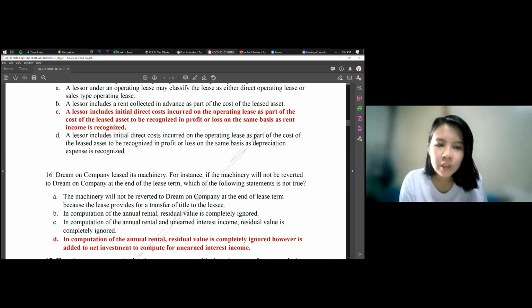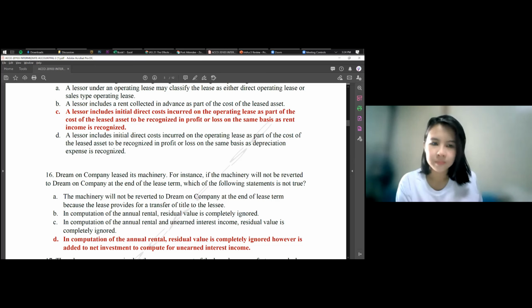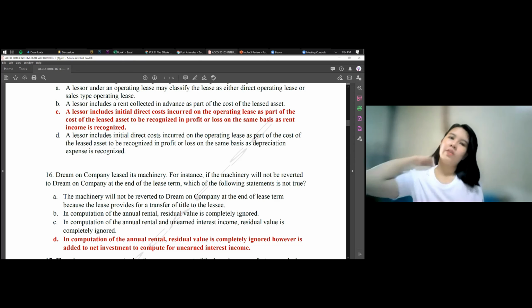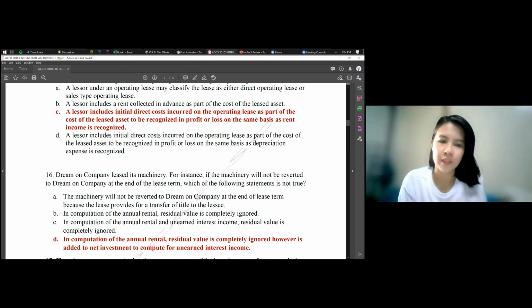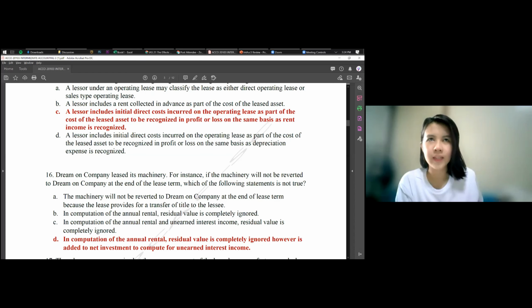In computation of the annual rental, residual value is completely ignored. So, I don't think so, because if it's guaranteed, right? It is actually a part of the lease payments, right? So, it does not exist yet at the commencement date, but we need to account for it. As mentioned, as included in the FAVE gimbap, right? Okay.